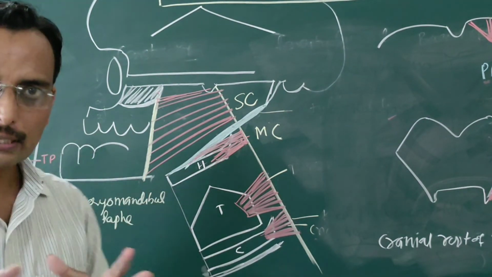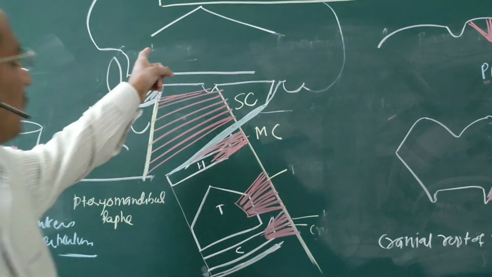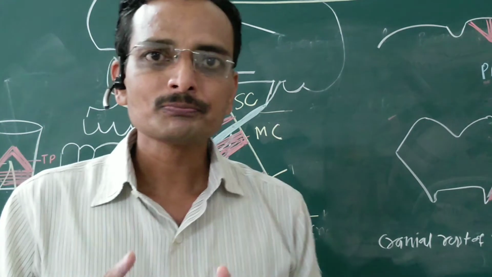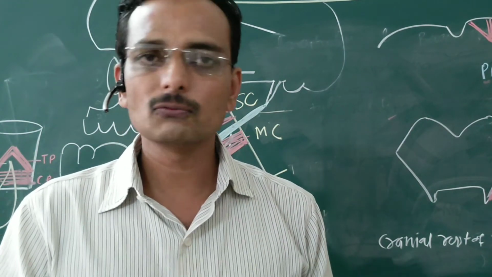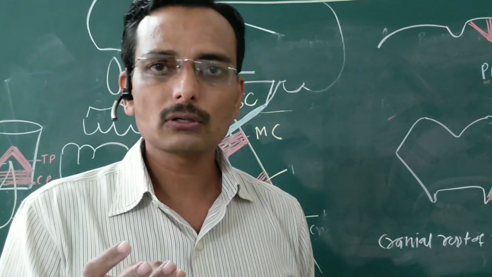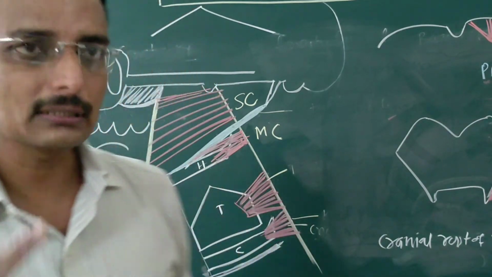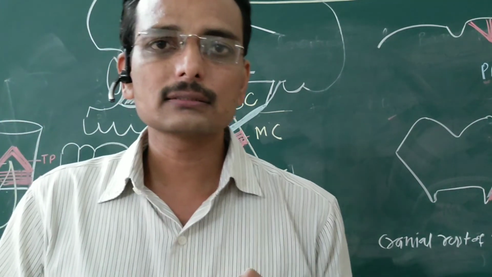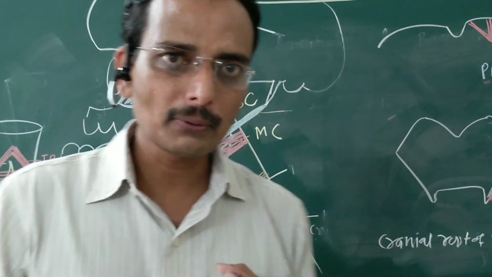So let's revise in brief. The muscles of the pharynx. In the muscles of the pharynx, there are two sets of muscles: constrictor muscles and longitudinal muscles. Which are the constrictor muscles? Superior constrictor, middle constrictor, and inferior constrictor. And the longitudinal muscles: palatopharyngeus, stylopharyngeus, and salpingopharyngeus.